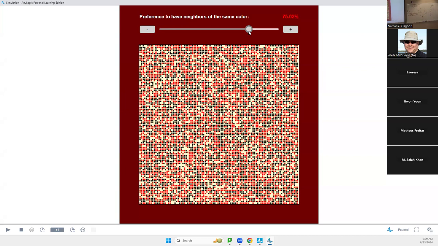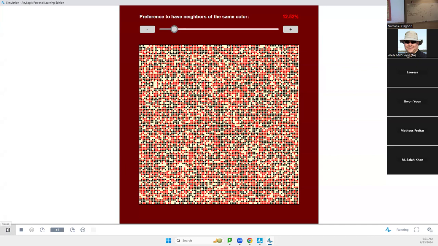So this slider is going to determine how spooked they are by people who don't look like them. Okay, so you tell me, if I set this to 12.5, they're going to be satisfied as long as one of their eight neighbors looks like them. What do you think is going to happen to this pattern in the grid? The pattern in the grid looks pretty random. What do you think will happen to it? Anything notable?